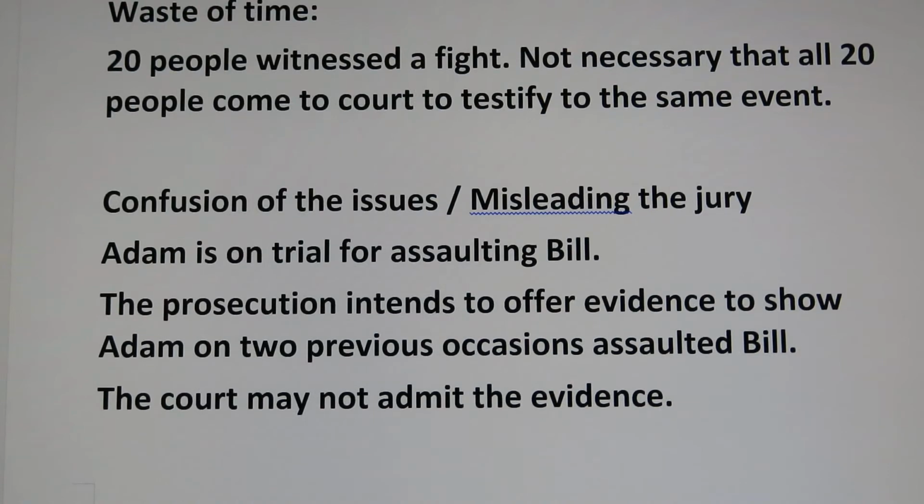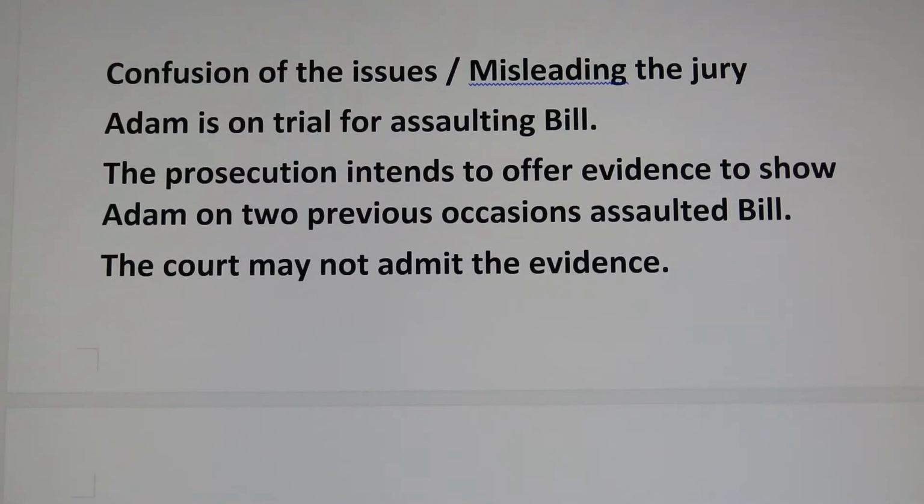Confusion of the issues and misleading the jury. If admission of an item of evidence may have the effect of confusing the issues or misleading the jury, the court may also decide the evidence would not be admissible. Look at this example: Adam is on trial for assaulting Bill. Can the prosecution offer evidence to show that Adam on 2 previous occasions assaulted Bill? Maybe 3 months before and also 9 months before.